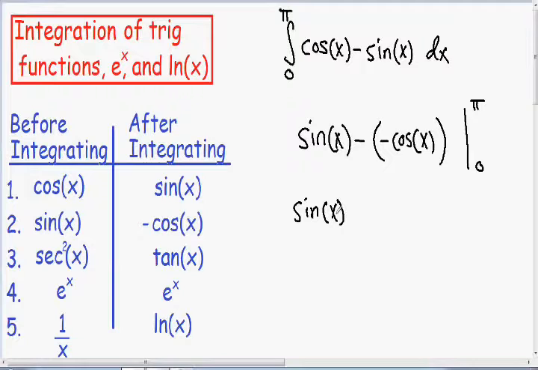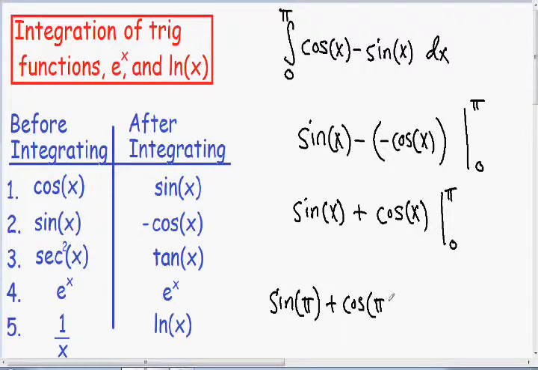We have the sine of x, and then we have two negatives. We know that two negatives become a positive. And once again, I'm going to draw my line with my lower limit of 0 and an upper limit of pi. So now I'm going to plug my upper limit, which is pi, everywhere there's an x. So instead of writing the sine of x, I'm going to put the sine of pi plus, instead of writing the cosine of x, I'm going to put the cosine of pi. And then I'm going to put a parentheses around everything.